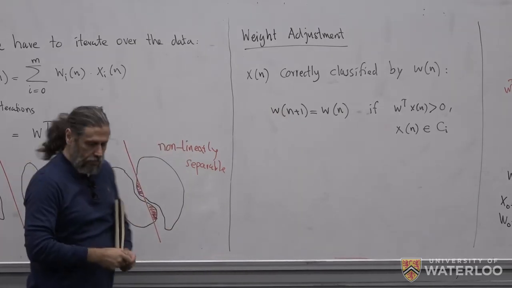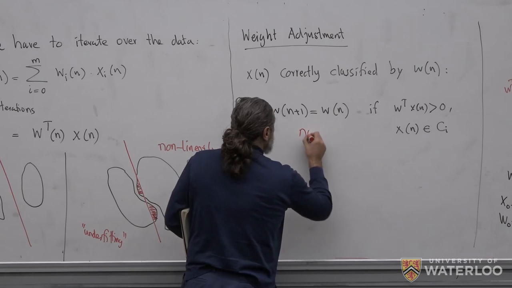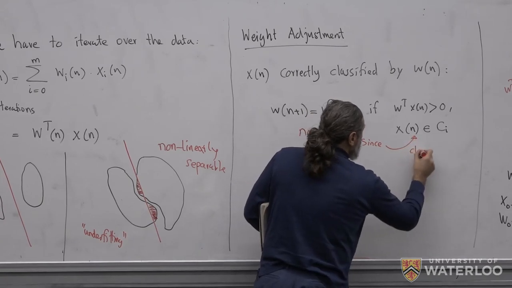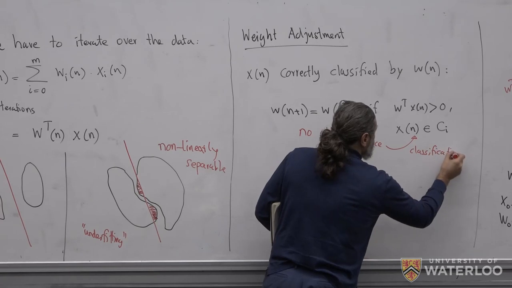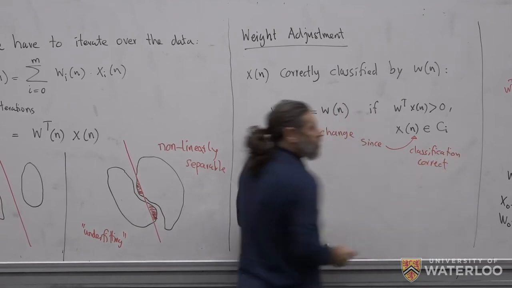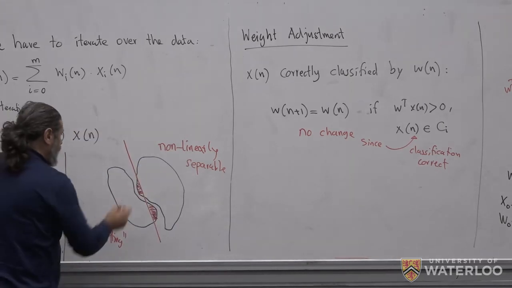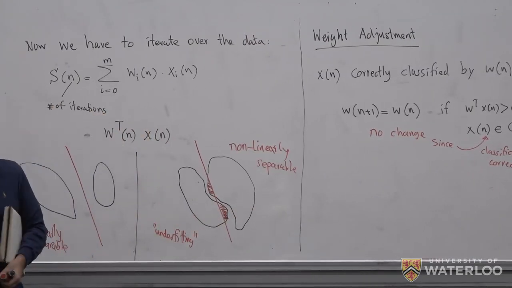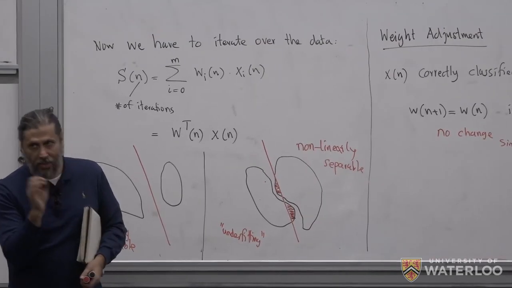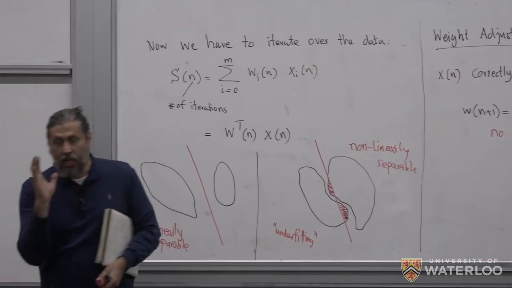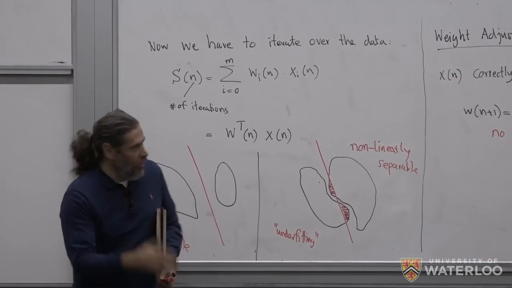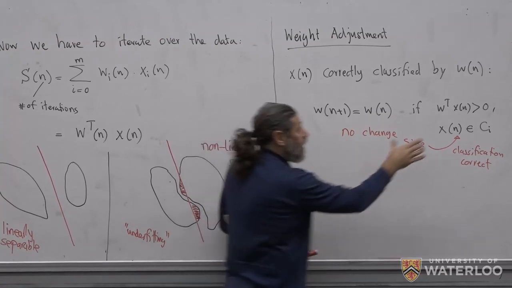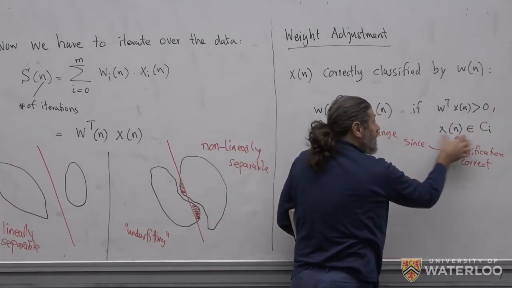So no change, since classification correct. If the classification is correct, why should I change stuff? If I'm here, why should I change stuff? If I'm here, I have to change stuff. So if I'm making a mistake, I will change it. I should not touch the weights, the synapses, if they are delivering the right action. So the weight for the next iteration will be the same weight. Nothing changes. If this is my boundary, and it is correct.